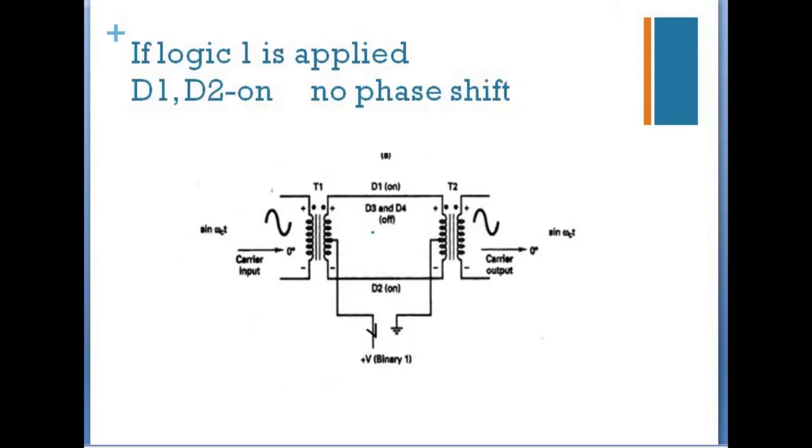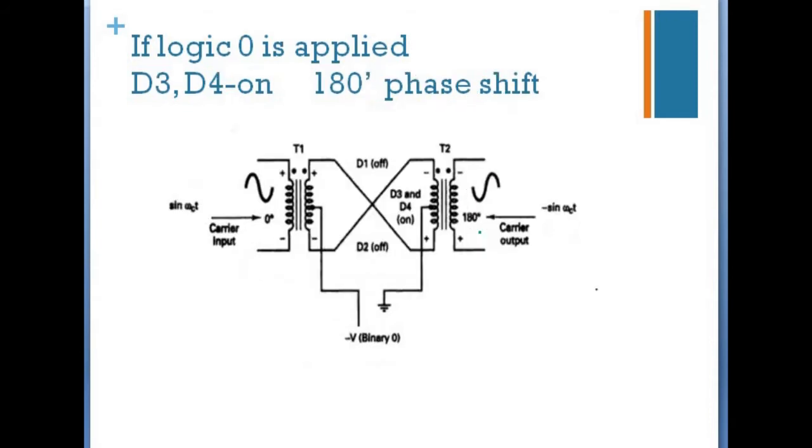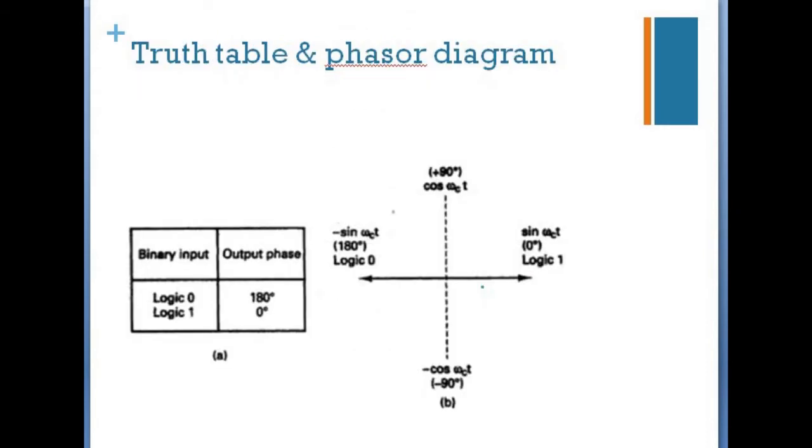So if logic 1 is applied, D1 and D2 are forward biased and there is no phase difference. If logic 0 is applied, D3 and D4 are forward biased and we have a 180 degree phase shifted modulated signal. Here is the truth table and phasor diagram of the BPSK signal. If logic 0 is applied, we have a 180 degree phase difference. If logic 1 is applied, we have a 0 degree phase difference.